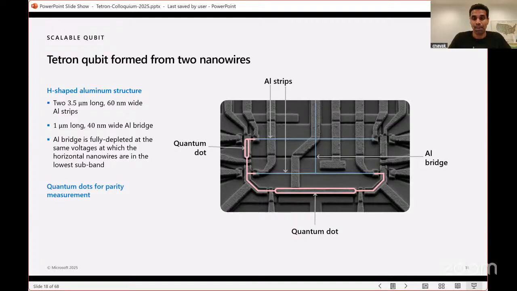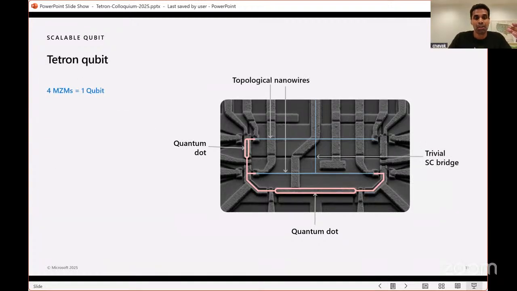Okay. Now we have some quantum dots for parity measurement. The way that those quantum dots work is they couple to the parity in the wires, and by measuring the capacitance of these quantum dots, we're able to extract the parity of the electrons in the wires. So as I said earlier, it's 4 Majorana zero modes for a single qubit. So when this is tuned into the topological phase in the qubit configuration, there are Majorana zero modes at the corners of the H.